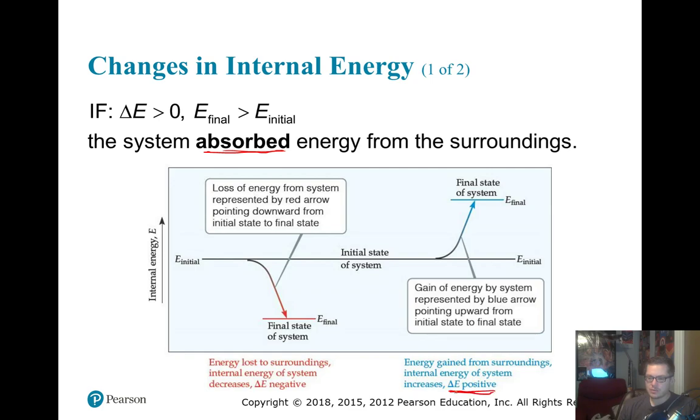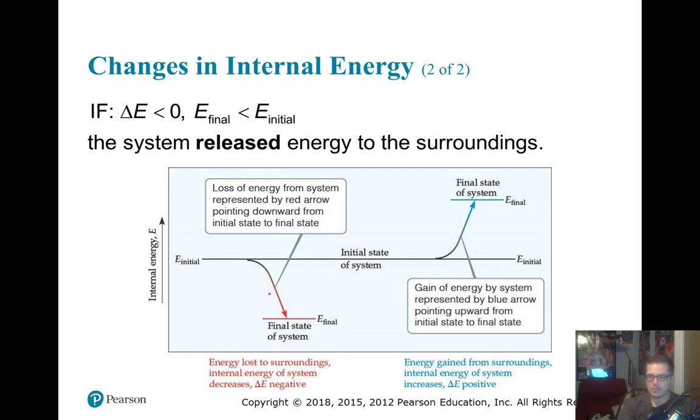So our delta E would be positive. Delta E is positive when you gain energy. And here we go, we're negative. So we have internal energy final minus internal energy initial. And you can see how, because initial is bigger, you're going to end up with a negative internal energy change. So notice that our delta E is less than 0. That means it's negative, and so we've lost energy. Our system has lost energy, and the energy has gone to the surroundings.